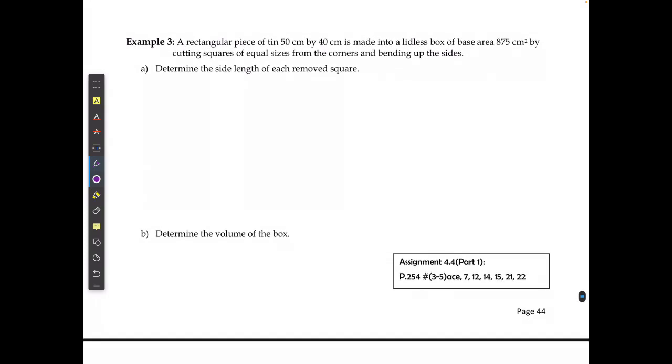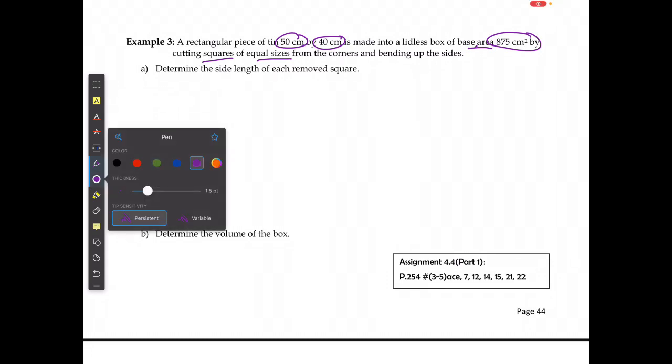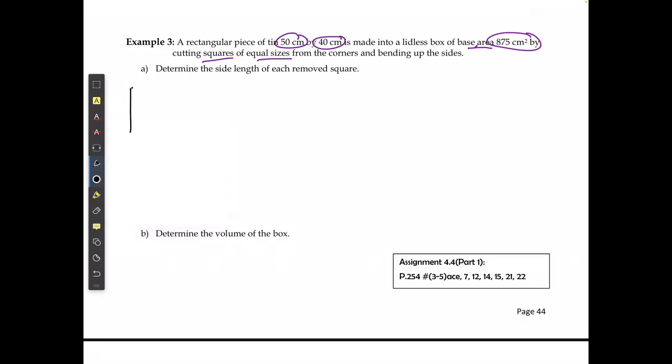For example 3, we have a rectangular piece of tin, 50 by 40, is made into a lidless box with a base area of 875 centimeters squared by cutting squares of equal size from all 4 corners and bending up the sides. Well, first I'm going to draw out what my original tin was. So I have my original piece of tin, and I got 50 by 40. Then from there, I cut out these squares.